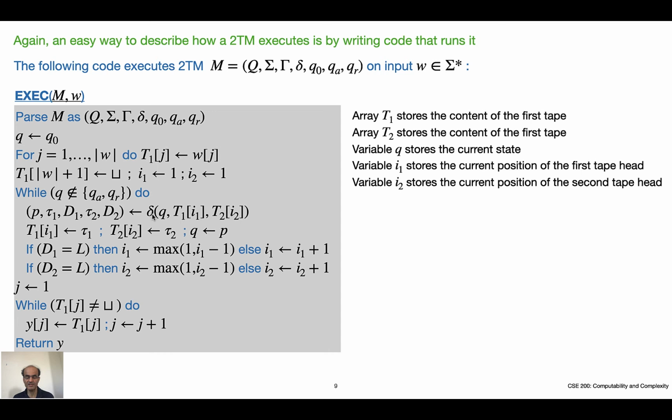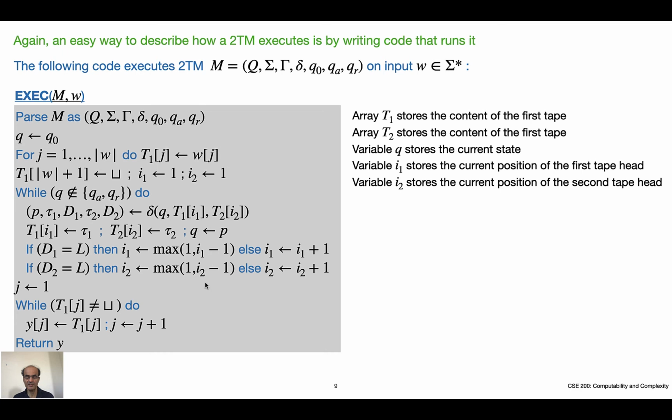So applying the transition function to these, we'll say transition to state P, write this symbol on the first tape and move the head this way. Write this symbol on the second tape, move the head this way. So let's do those things. Writing the symbol just means replacing the array contents at position I1 by the corresponding symbol for tape 1. And exactly the same for tape 2. The pointer is I2 and you replace T2 of I2 with this new symbol, and we can update the state. That leaves us with moving the heads.